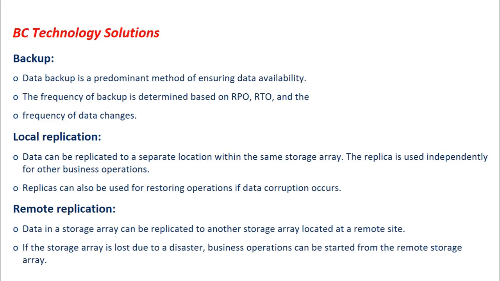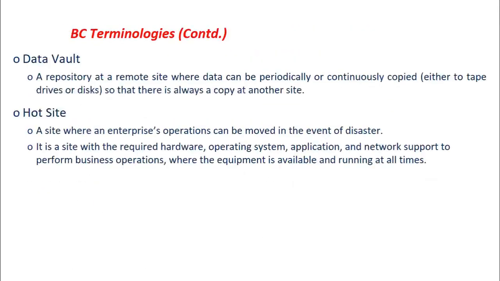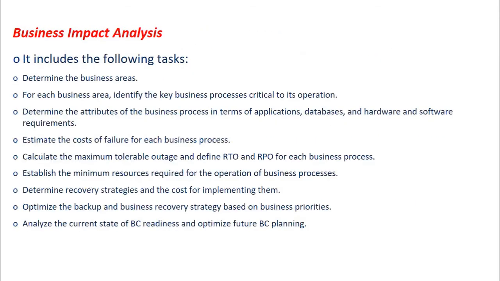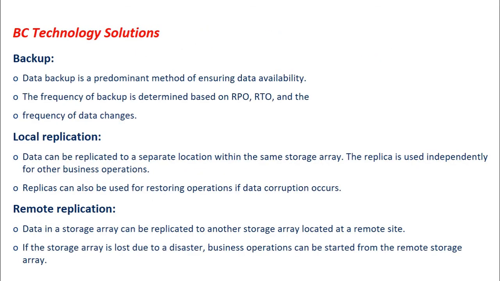Now let us come to the last part of this business continuity, where we are going to look at the business continuity technology solutions. The first technology that we have is backup. Data backup is a predominant method of ensuring data availability. The frequency of backup is determined by the RPO, RTO and the frequency of the data changes. Whenever there is a change in the data, it needs to be backed up depending upon the frequency.